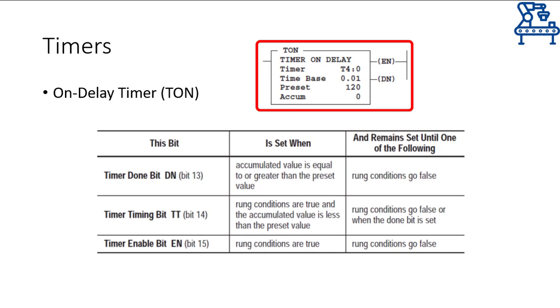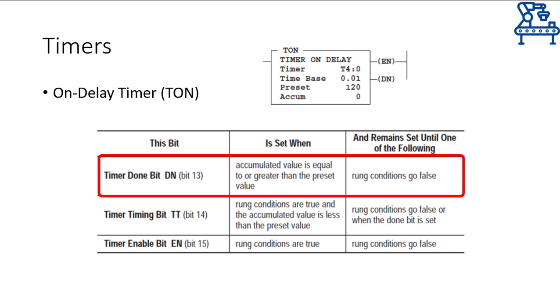Programmatically, the on delay timer block will look like this, and whenever you use it, you have to specify the timer, that is the data file in which the timer will be stored, the time base value, and the preset value. Additionally, you may initiate the accumulator value to any positive non-zero value, but keep in mind that whenever you reset the timer in your program, the accumulator value will go to 0.